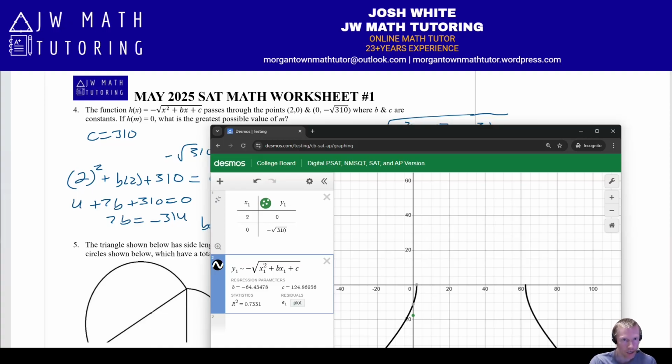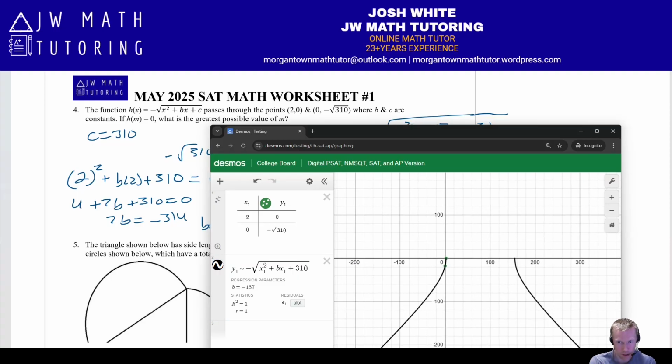First, you can notice that when you plug in 0, the answer comes out to be negative square root 310, which means c is 310. So if you type in the c value here, then it fixes the whole thing. The whole thing works. Now you can see, okay, what's the greatest value of m, i.e., what's the largest 0? Well, it's just right here, 155. Okay, notice r squared is now 1. We have a perfect match. So that's one way around it.